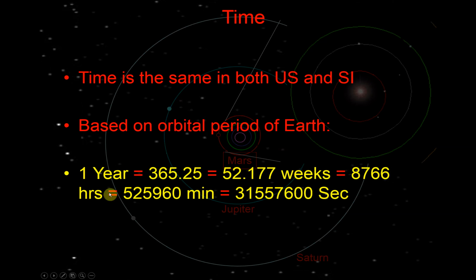1 year: 365 and a quarter days, 52 weeks, 8,766 hours, 525,960 minutes, 31,557,600 seconds, as you can see.